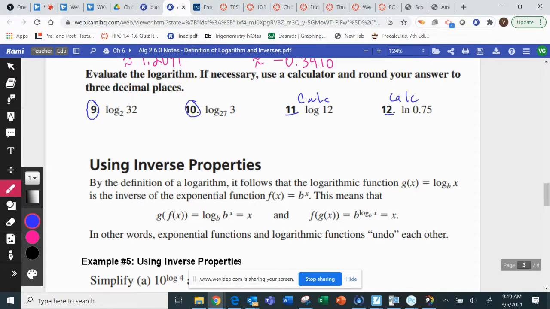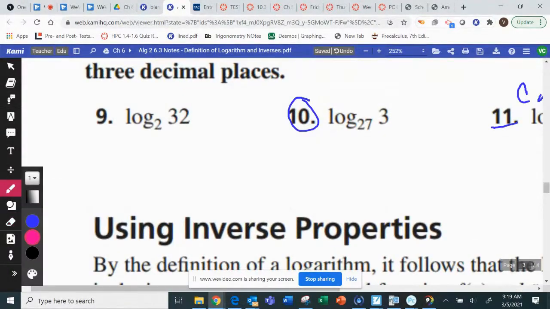Okay, undo these. I saw a lot of you writing this, which you absolutely did not need to do. You did not need to do that for this question, okay? This is when you're using the calculator. What you need to do for number 9 is you need to say log base 2 to the 5th. Those cancel, we get 5.